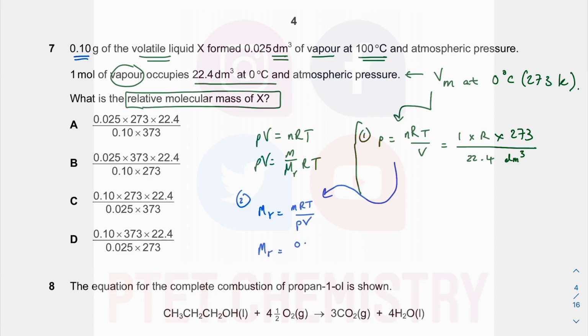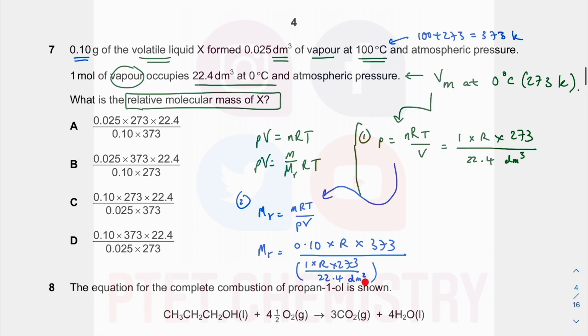Your MR is going to be 0.10 gram multiplied by R multiplied by 100 degrees Celsius to Kelvin, which is 100 plus 273, so that's 373 Kelvin. My pressure is supposed to be this, so I just sub it in, 1 times R times 273 over 22.4. I make note that I did not convert it to meter cube, but I also multiply by the volume, which is this. I would leave it in dm cube because I can see the unit cancel out.